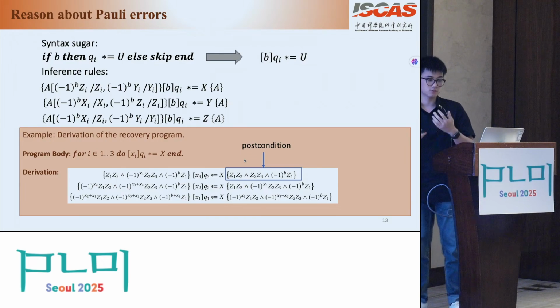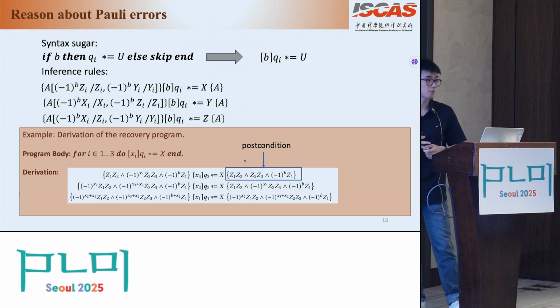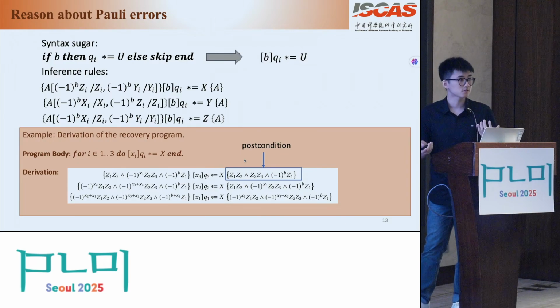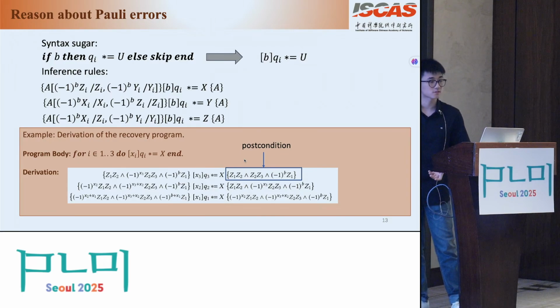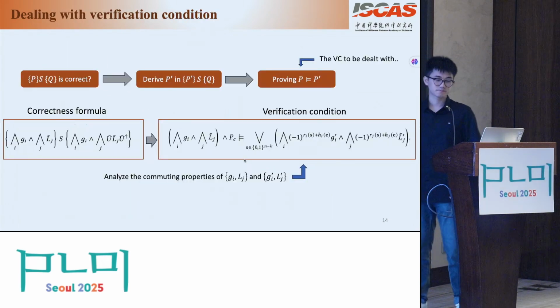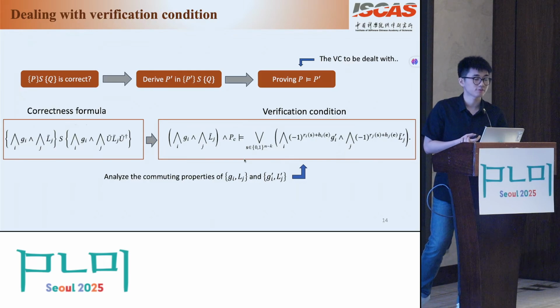And besides, we also include the for loop as a syntax sugar for program synthesis. The example shows how to use the inference rule to derive the precondition starting from the postcondition. We can see that the conditional Pauli operators will only change the phases of the stabilizer generators, thus giving us an inspiration to simplify the verification conditions, as I will introduce in the next part. So the next part is about how to deal with the verification condition.